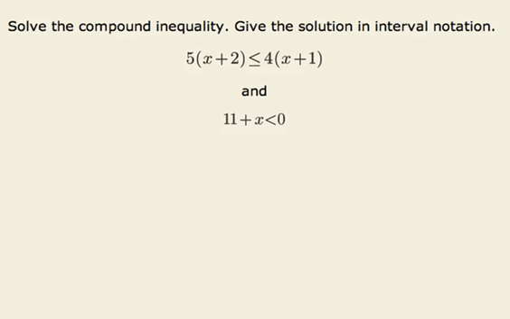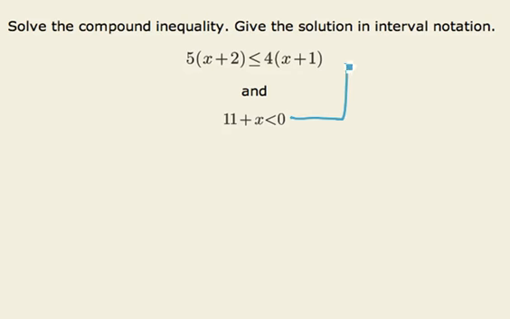Solve the compound inequality, give the solution in interval notation. Here we have two inequalities. This 5 times x plus 2 less than or equal to 4 times x plus 1, and 11 plus x less than 0. So let's go ahead and rewrite both of these in a simpler form.